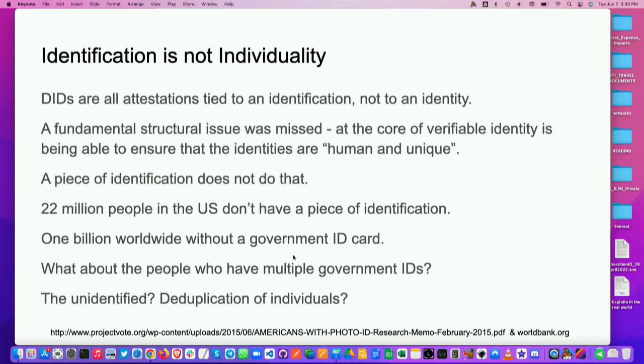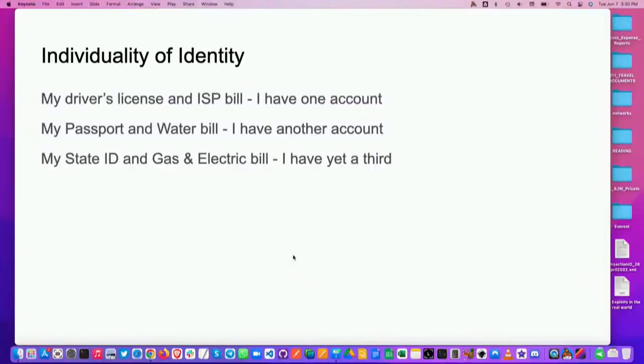And what about the 22 million people inside of the United States that have no government ID, or the billion worldwide that don't either? They're locked out of this system because they can't make an attestation that works for DIDs. There's no consideration for either deduplication or for the unidentified.